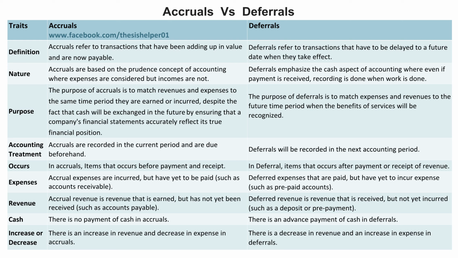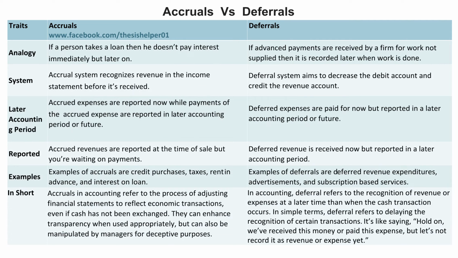There is no payment of cash in accruals. Whereas, there is an advance payment of cash in deferrals. There is an increase in revenue and decrease in expense in accruals. Whereas, there is a decrease in revenue and an increase in expense in deferrals. If a person takes a loan, then he doesn't pay interest immediately but later on. Whereas, if advanced payments are received by a firm for work not supplied, then it is recorded later when work is done.